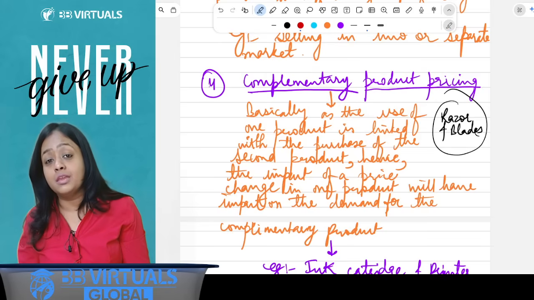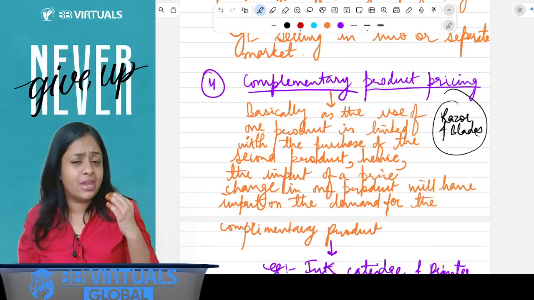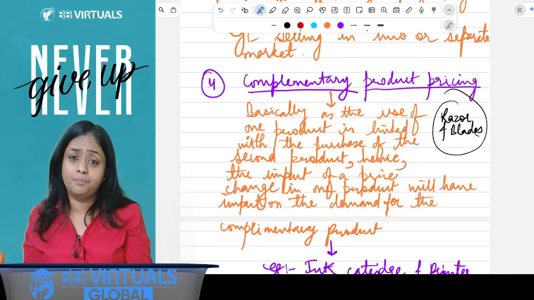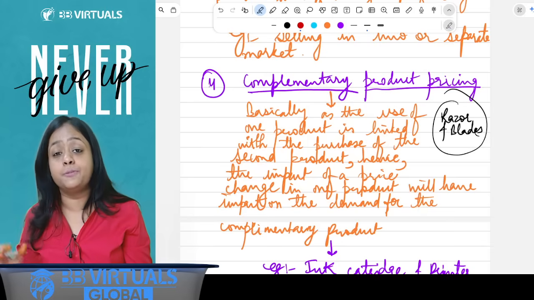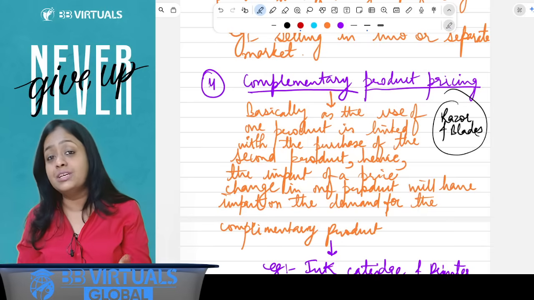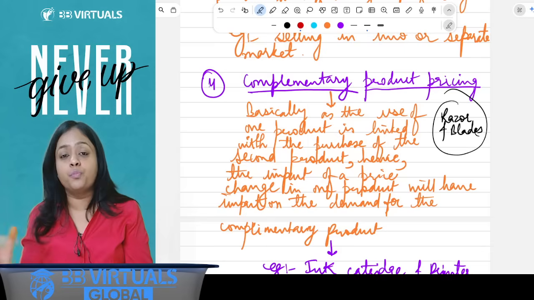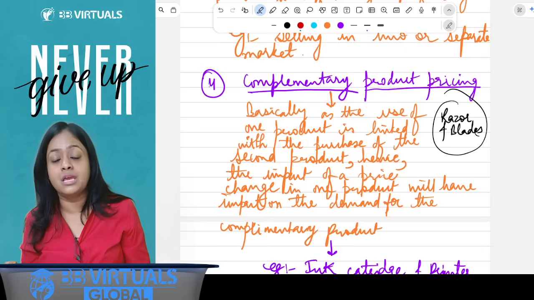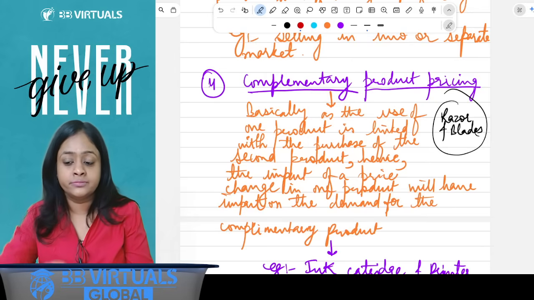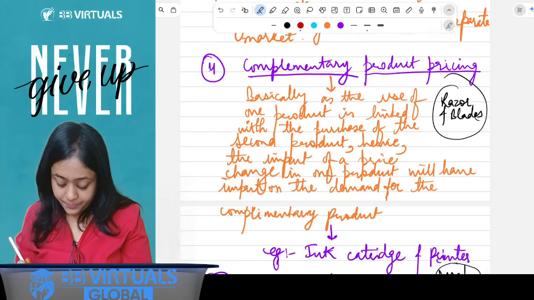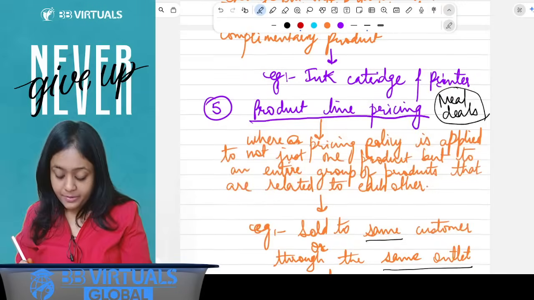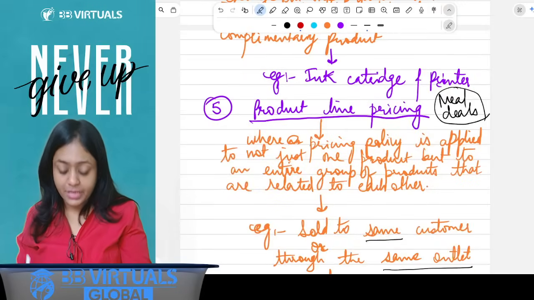sometimes the main product is charged at a very low price, but the complementary product, the other product which is linked to this product, is charged at a very high price. Okay, because that is to prompt the customers, and the profitability is mainly earned from that complementary product only. Like ink cartridge and printer can also be an example.